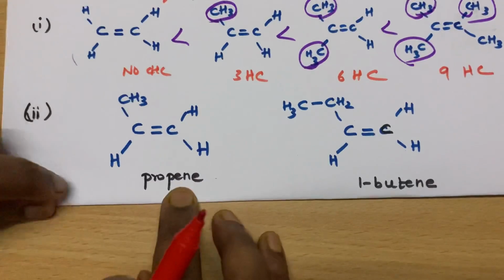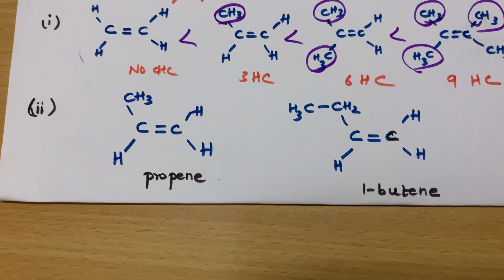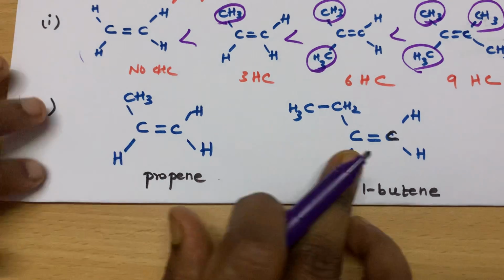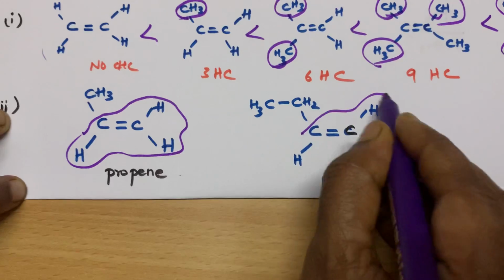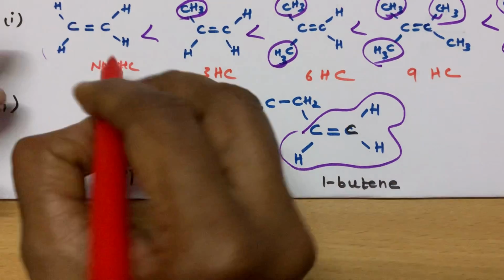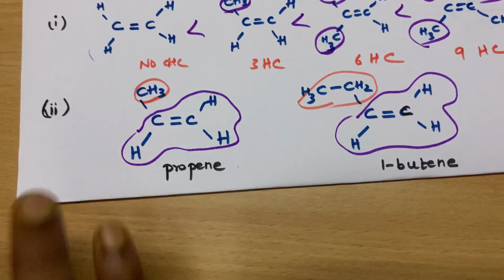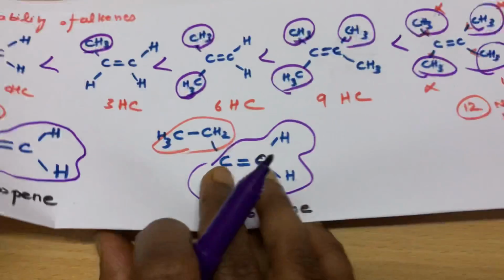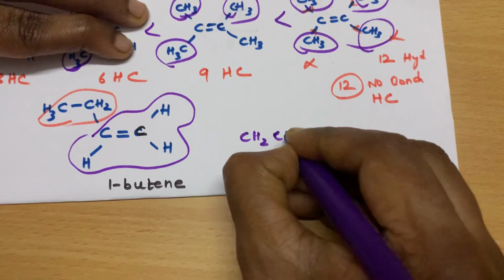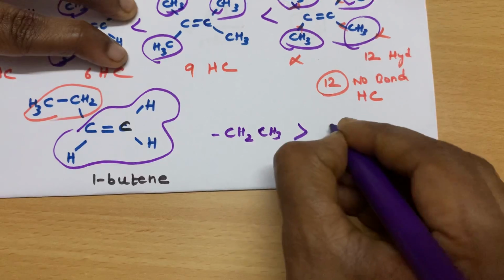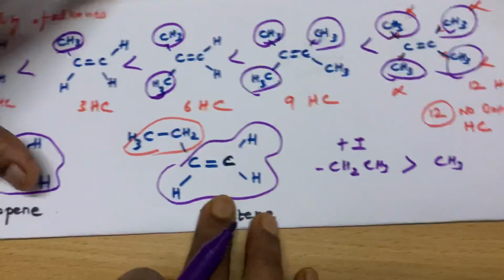And then propene and 1-butene. So this is very important, students. Here it is an alkene group to which a methyl is attached here and an ethyl is attached here. They are asking which is more stable. So you can think that the inductive effect of ethyl is greater than methyl, isn't it? Your plus I inductive effect.